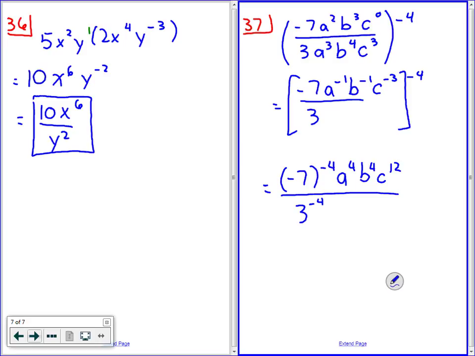So what we did here is we subtracted here and here we multiplied. Right? So -1 times -4 is +4. -1 times -4 is +4. -3 times -4 is +12. Okay?